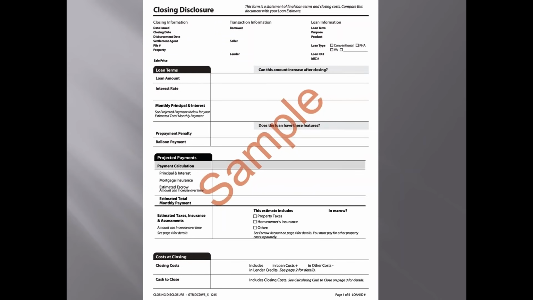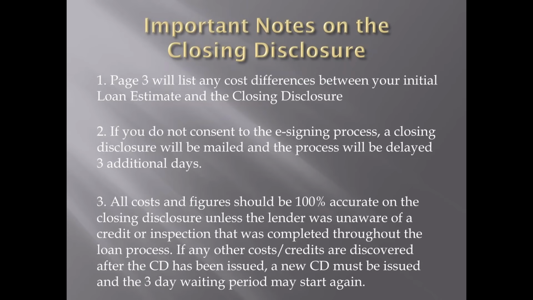This is a sample of the closing disclosure. It looks very, very much like the LE, guys. A couple differences, though. On the upper right-hand corner, it's going to state: this form is a statement of final loan terms and closing costs. Compare this document with your loan estimate so that you can verify any differences. It's going to have everything on here, you guys, that basically if anything has changed, everything should be final though at the CD stage.